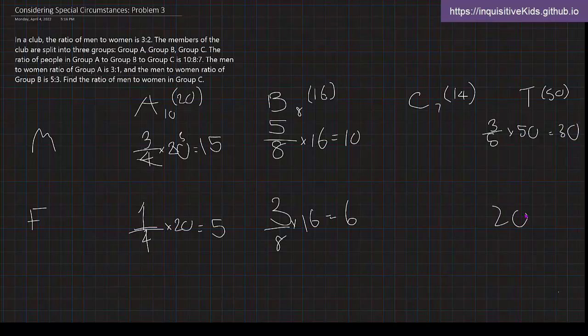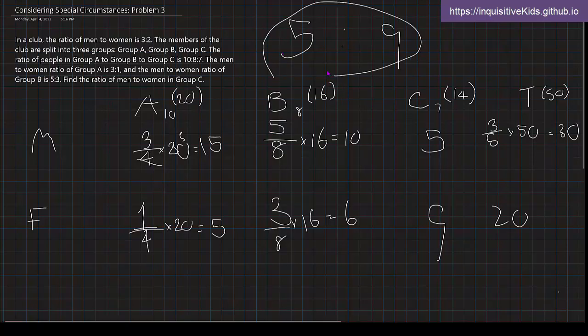There are 20 women, which means that in group C, how many more men are there going to be? Well, we already have 25, so we need 5 more men. And for the females, we already have 11, so we need 9 more. So the final ratio of men to women in group C is going to be 5 to 9.